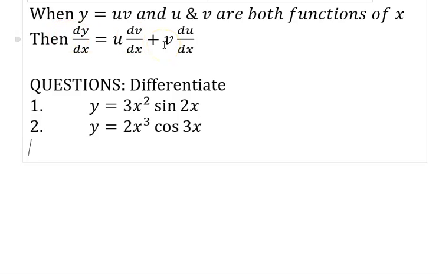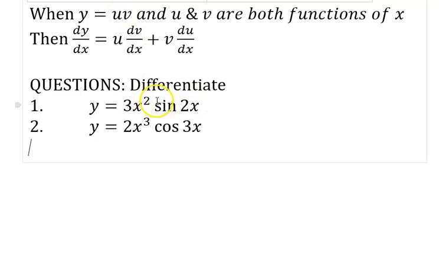Someone may be asking, how are we going to know if in a question we are going to use the product rule? If you look at what we have here, it simply means if you have y, you'll have two different functions, u and v, coming together. Whenever you see any question like this, it means you are going to apply the product rule.